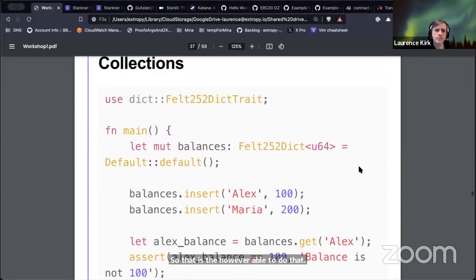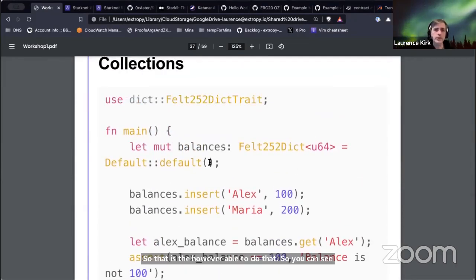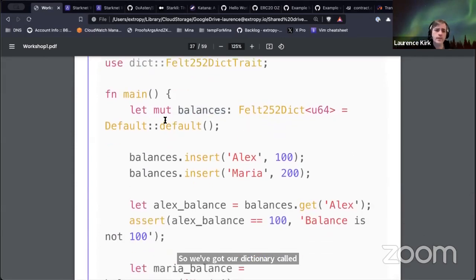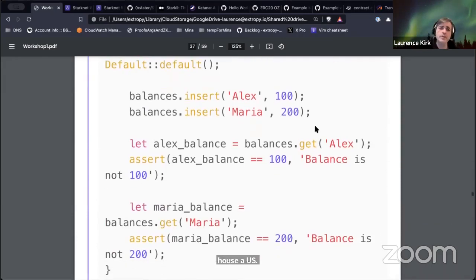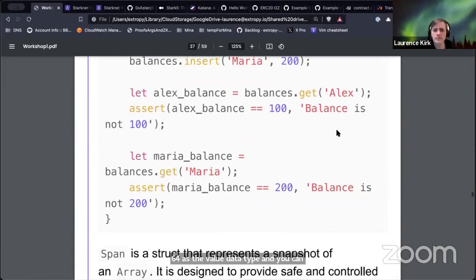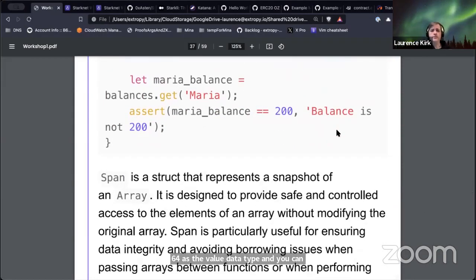So you can see an example here of this dictionary. We've got our dictionary called balances. It has a U64 as the value data type, and you can see here inserting some values.